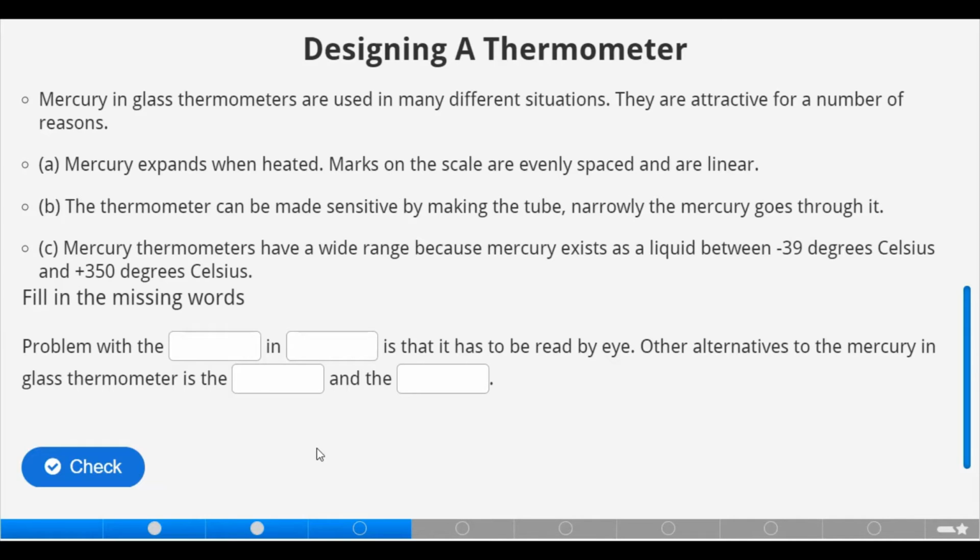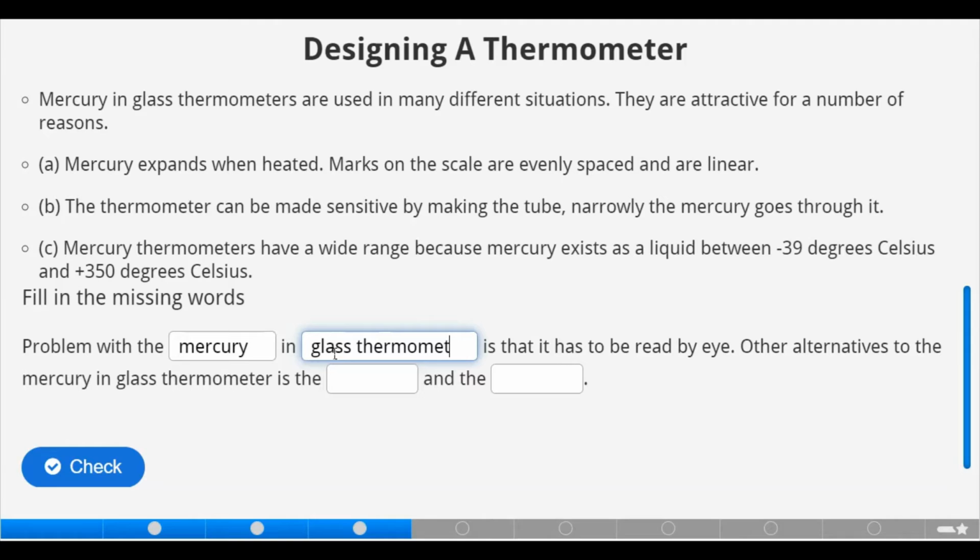+350 degrees Celsius. We are to fill in the missing words in these sentences below. Problem with, what do you think will be there? So let's put mercury. Mercury in, what will be the next missing word? Glass thermometer. Is that it has to be read by eye.